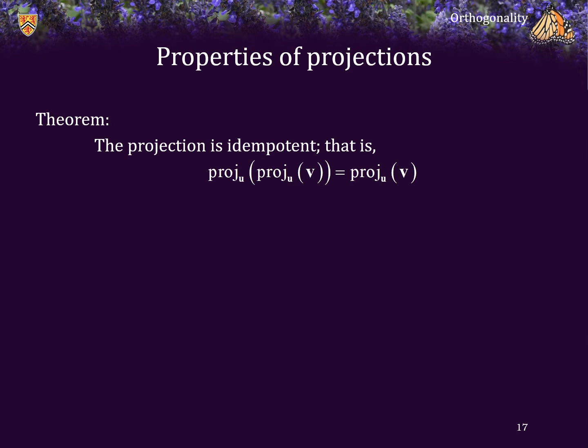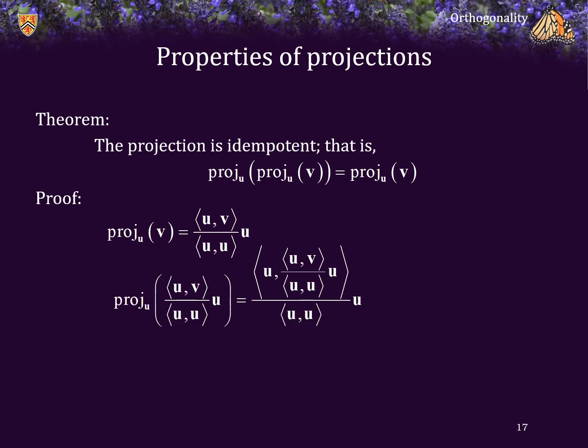So theorem: the projection is idempotent. That is, the projection of V onto U is equal to the projection of that result again onto U. Proof: well, the projection of V onto U is given by this ratio of scalars times the vector U. Therefore, the projection of this projection onto U is just substituting this argument into the second operand of the inner product in the numerator. All right, but wait a second.